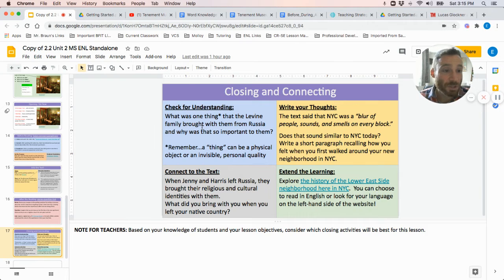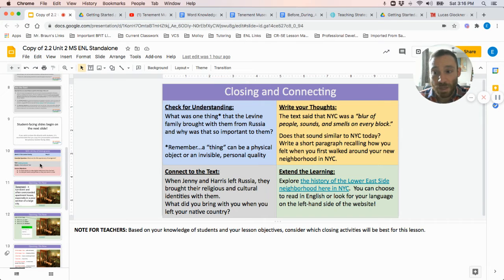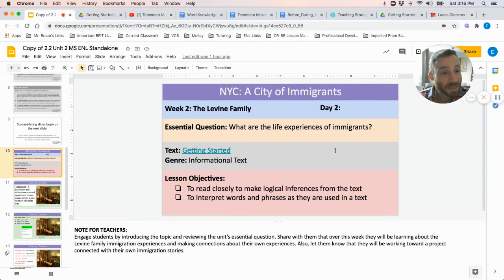Another connection that students can make is to make connections between the way they see New York City today and what they are learning about New York City in the early 1900s. Now we are going to jump right into the lesson.